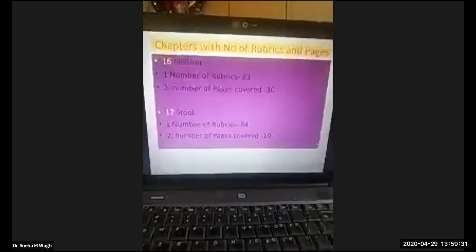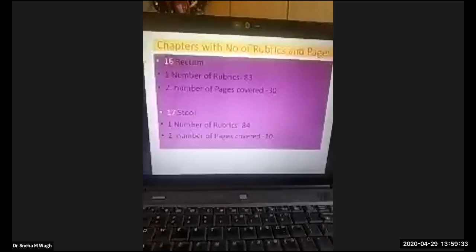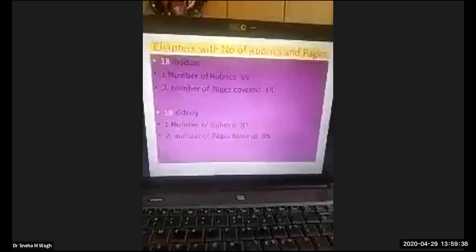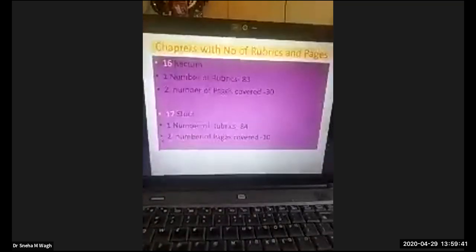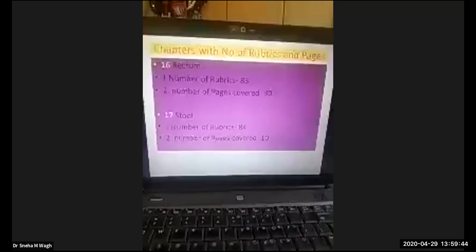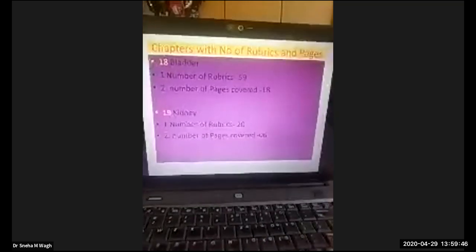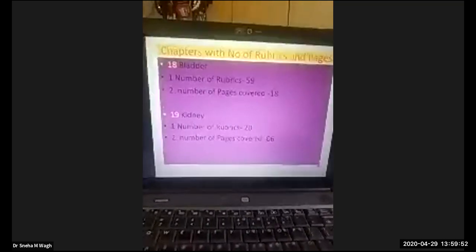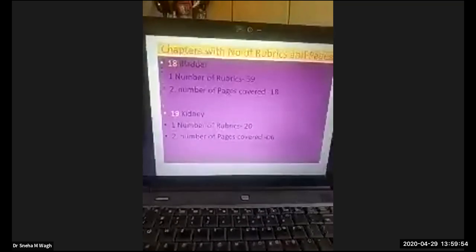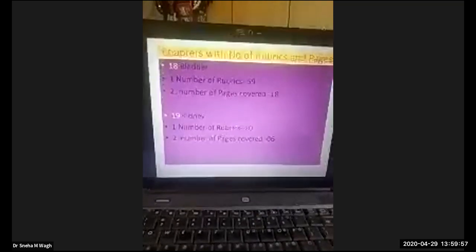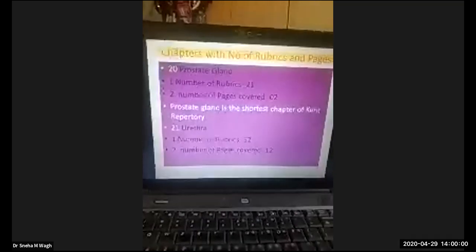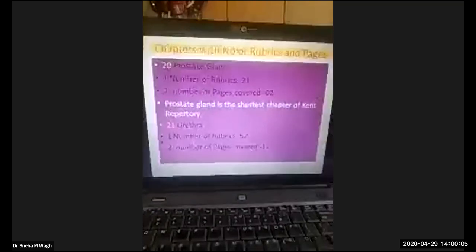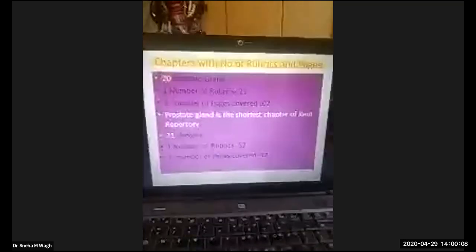Rectum, 83 rubrics and 30 pages. The next chapter is Stool, 84 rubrics and 10 pages. Bladder, 59 rubrics and 18 pages. Kidney, 20 rubrics and 6 pages. Prostate gland, 21 rubrics and 2 pages. So now we can see the smallest chapter here, that is the prostate gland.